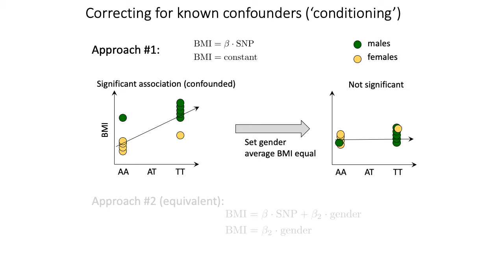And now if you were to fit a line to the scatter plot on the right, where you've corrected for gender-specific differences in BMI, then you'd find out that you essentially get a flat line, which again means there's no significant effect of genotype on BMI. And so you would conclude correctly that the genotype at this position is not associated with BMI.